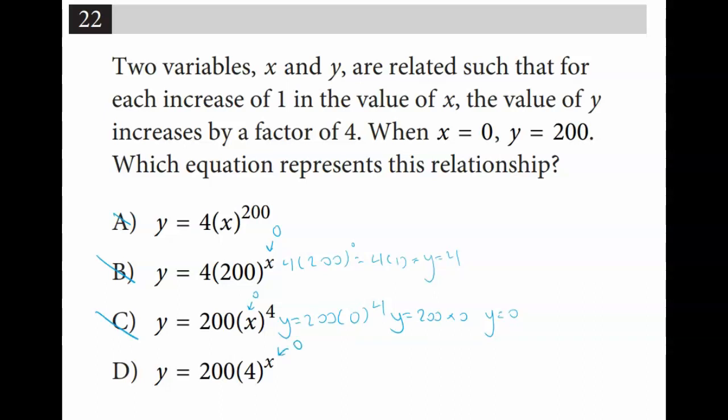If I put 0 there, we get y equals 200 times 4 to the power of 0, which means that anything to the power of 0 actually equals 1. So we get y equals 200 times 1, which means y equals 200, and that is why answer D is the correct choice for 22.